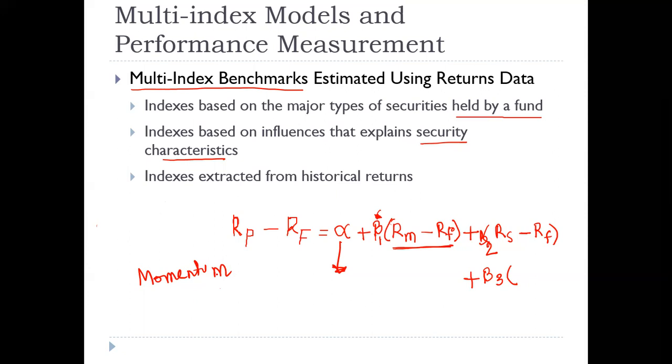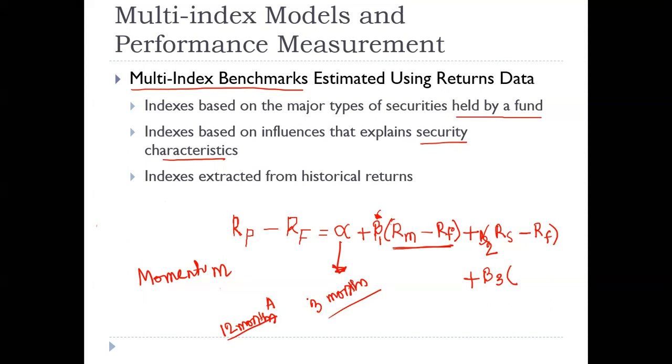So how long will you look at the past? For example, if you find that a particular stock A performed very well in the last 12 months, and if you see that they also outperform in, for example, the next 3 months after these 12 months, in that case, this stock has a kind of momentum characteristic because they performed well in the past and they are expected to outperform in the future also. Okay.